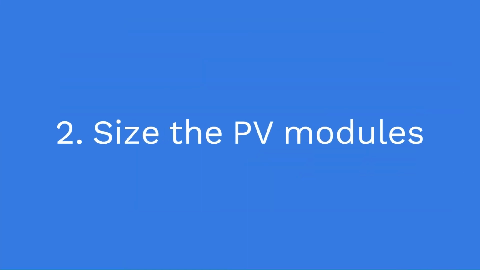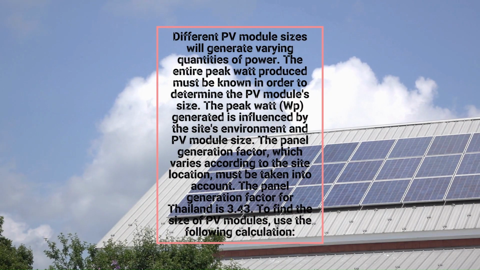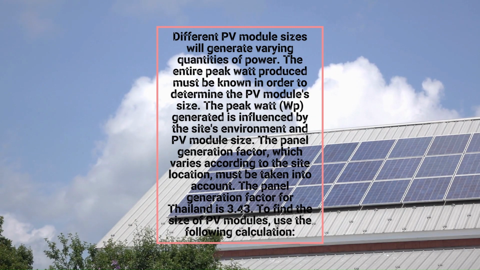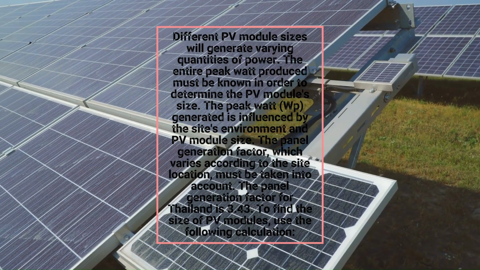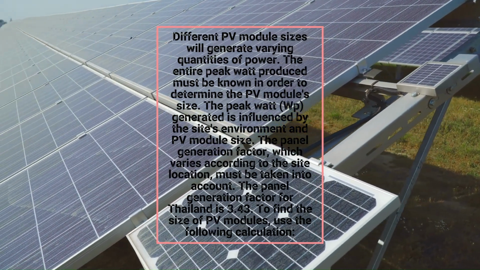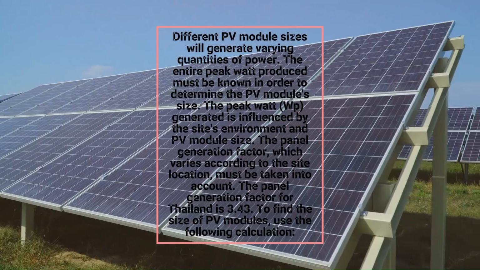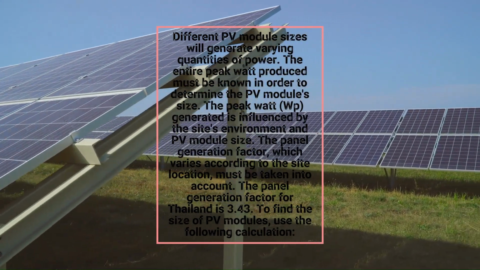Different PV module sizes will generate varying quantities of power. The entire peak watt produced must be known in order to determine the PV module size. The peak watt, WP, generated is influenced by the site's environment and PV module size. The panel generation factor, which varies according to the site location, must be taken into account. The panel generation factor for Thailand is 3.43.